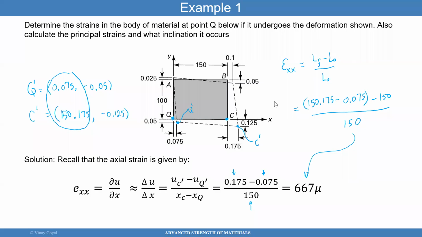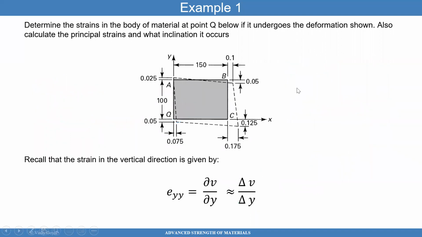So continuing on, now I'm going to calculate epsilon yy. Epsilon yy is the strain in this direction, right? So that's what I'm looking for there. I'll do the same calculation: partial V, which is the deflection upwards, and the change in length in the y direction. Okay, so delta y is what I have there.